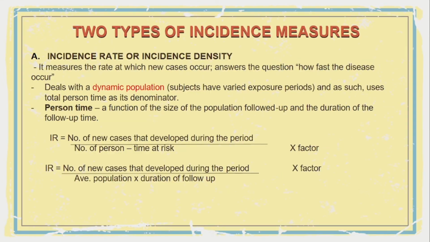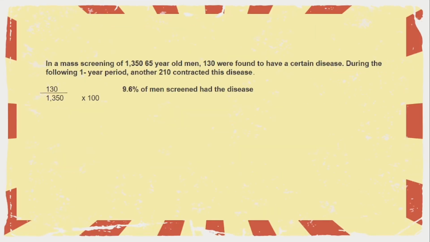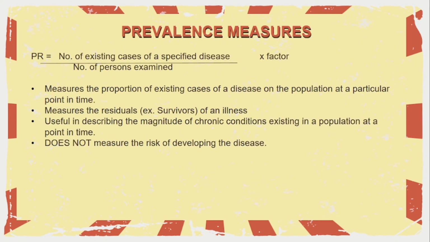We're done with incidence rate and then your incidence proportion. Prevalence measures naman tayo. Prevalence measures, ang formula natin dito is number of existing cases of a specified disease divided by number of persons examined times the factor. Again, the factor depends on the magnitude ng population mo. Prevalence measures the proportion of existing cases of a disease on the population at a particular point in time. And then it measures the residuals. Examples, yung mga survivors of a certain illness or a certain disease.